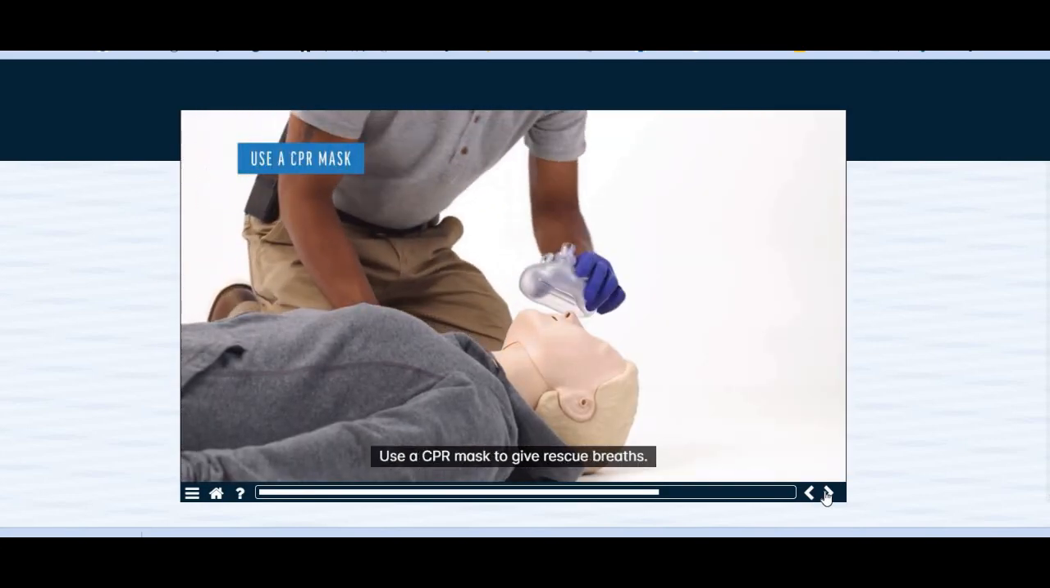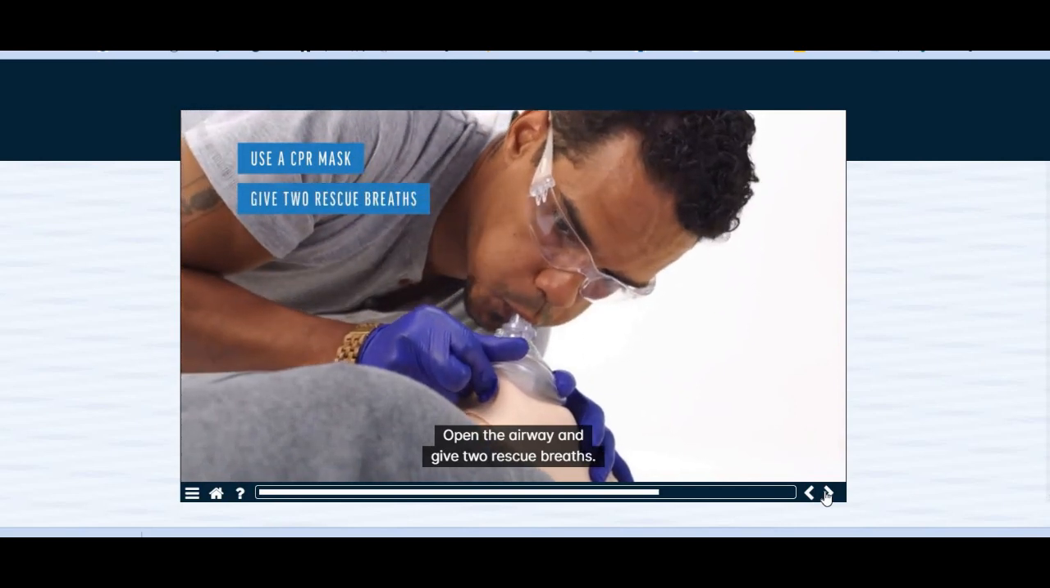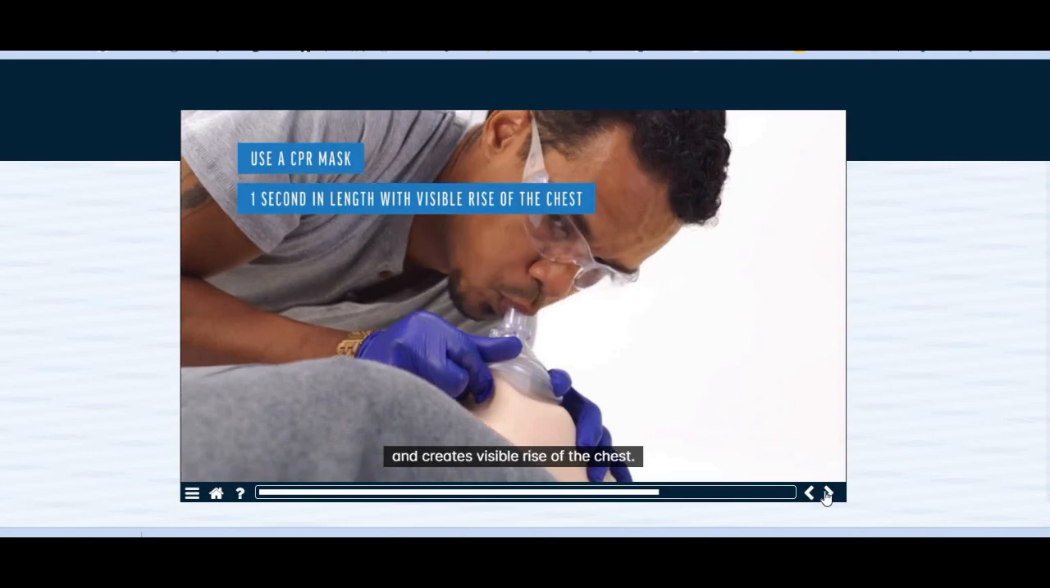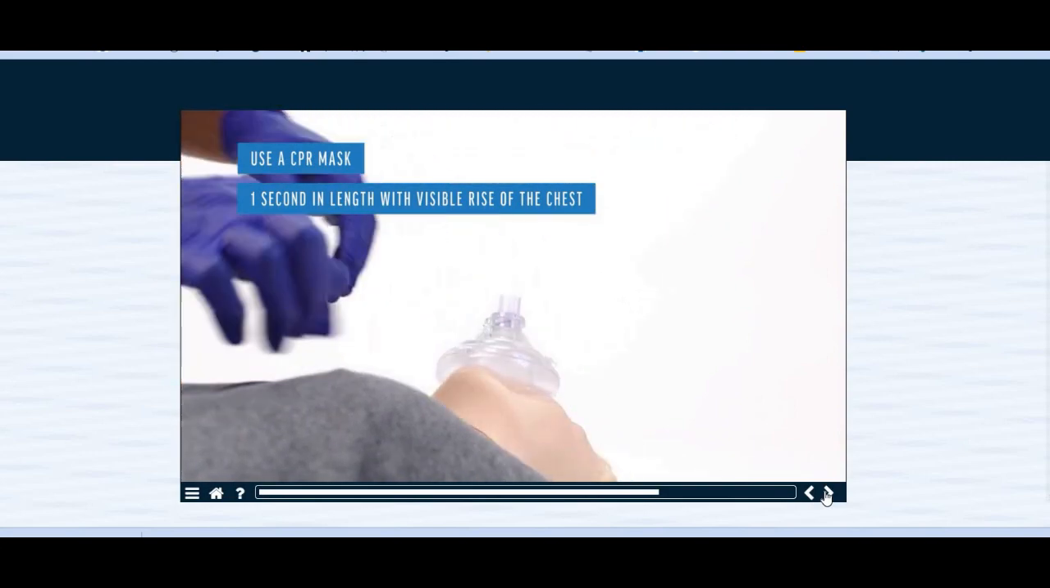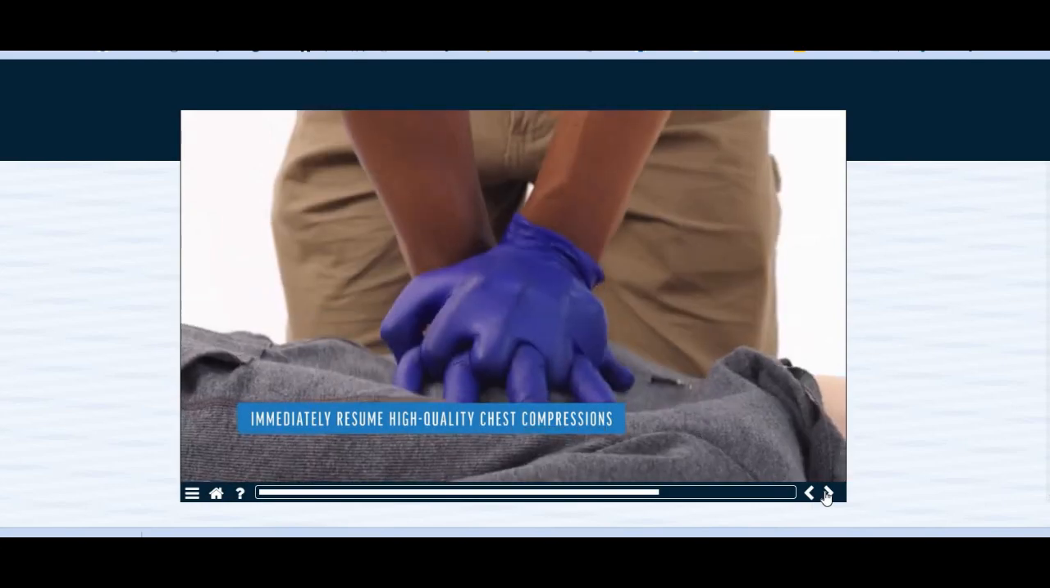Use a CPR mask to give rescue breaths. Open the airway and give 2 rescue breaths. Ensure each breath is 1 second in length and creates visible rise of the chest. Immediately resume high-quality chest compressions.